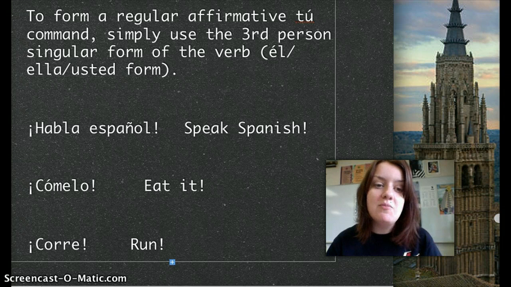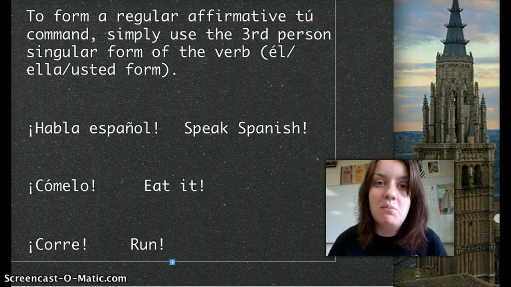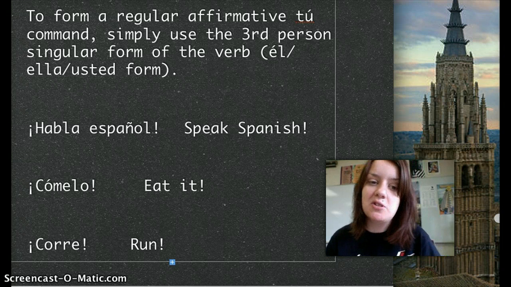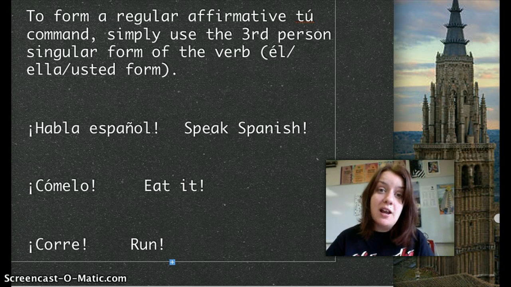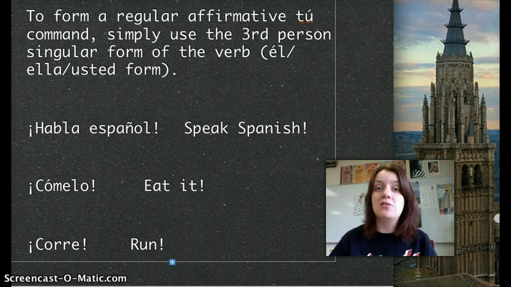"Cómelo," eat it. You'll notice the "lo" on that. Don't get confused by that. Remember, "lo" just means "it" from direct and indirect object pronouns. This is a direct object pronoun referring to whatever kind of food that you're trying to get the person to eat. "Corre" comes from correr, so "run," etc. So these are all examples of regular verbs. They just follow that rule of going to the third person form.